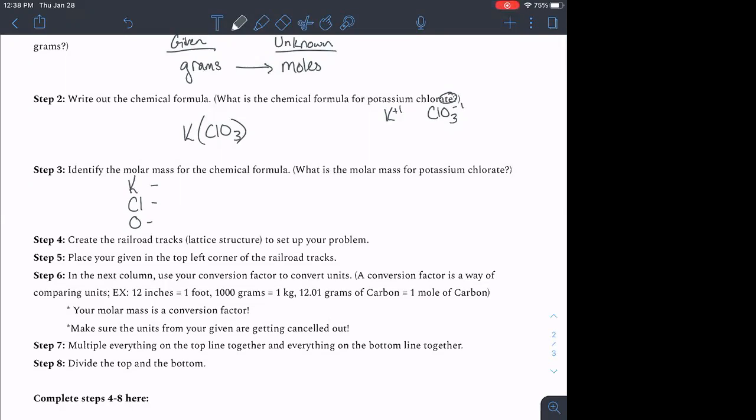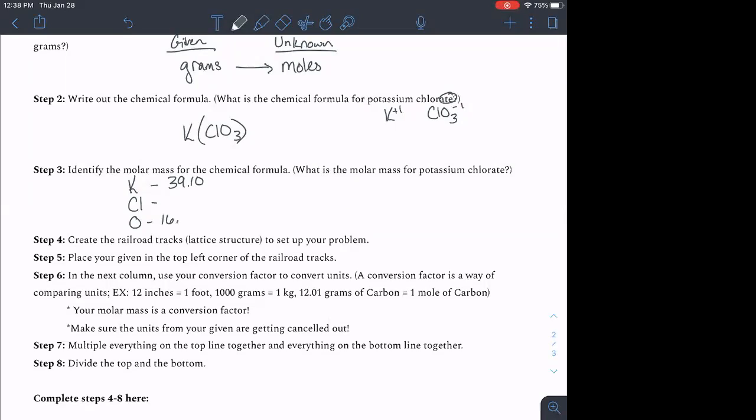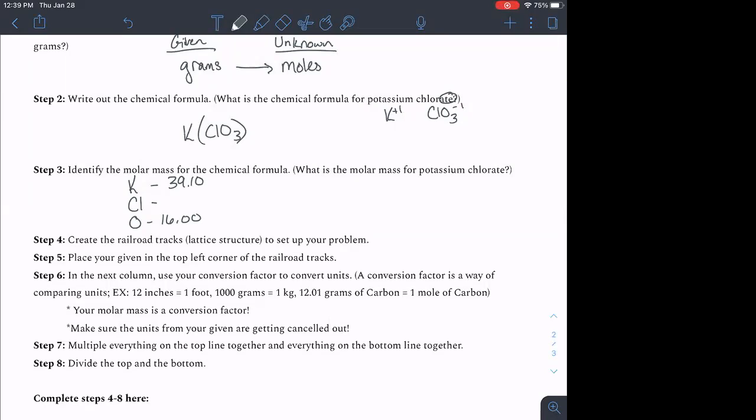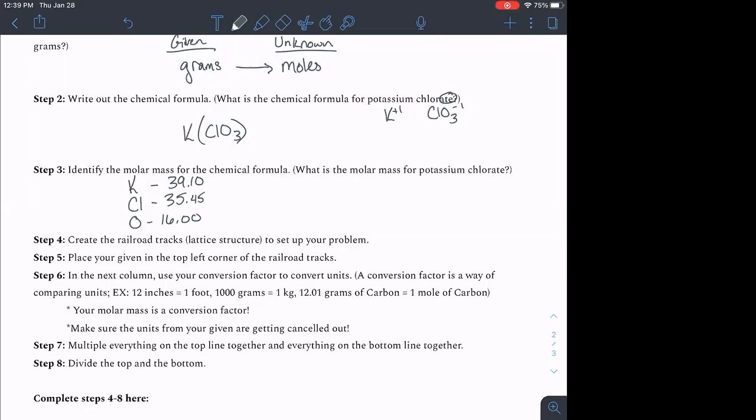Potassium is 39.10. Awesome. Oxygen is 16. Awesome. Chlorine. Yep. So you'd have 35.45. Perfect. All right. Do we need to multiply any of those? Just add them. Wait, no. Oxygen. We got to multiply oxygen. Yeah. There is that 3 there.